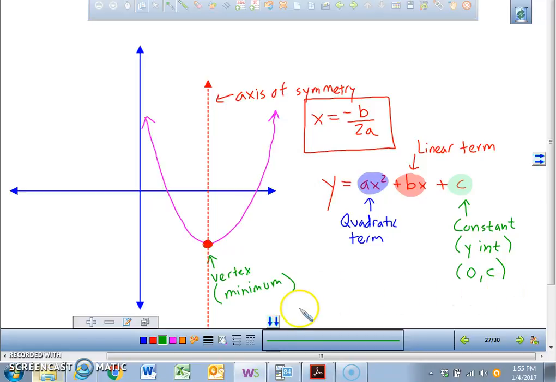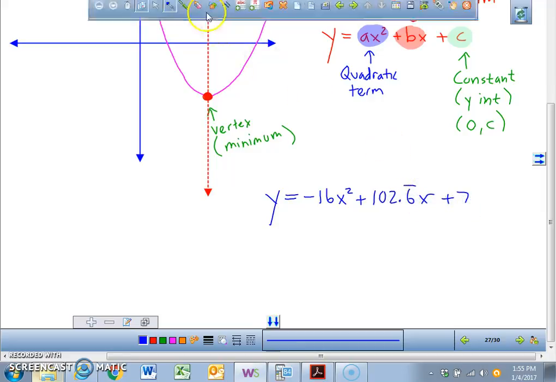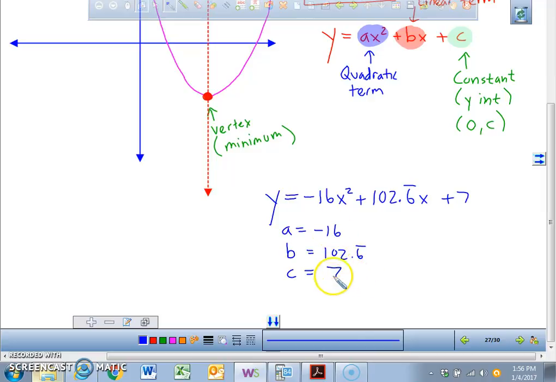Okay? So, Peyton, do you have the formula that we had for that parabola? Ours was what? Negative 16 x squared plus 102.6 plus 7? Yeah. Right? Okay, so this was our formula, okay? So by the way, guys, if I said, hey, what's our a value in this particular? Negative 16. What's our b value? 102 point, I'll put 6 repeating, right? And our c value is a 7. So we have a, we have b, we have c.